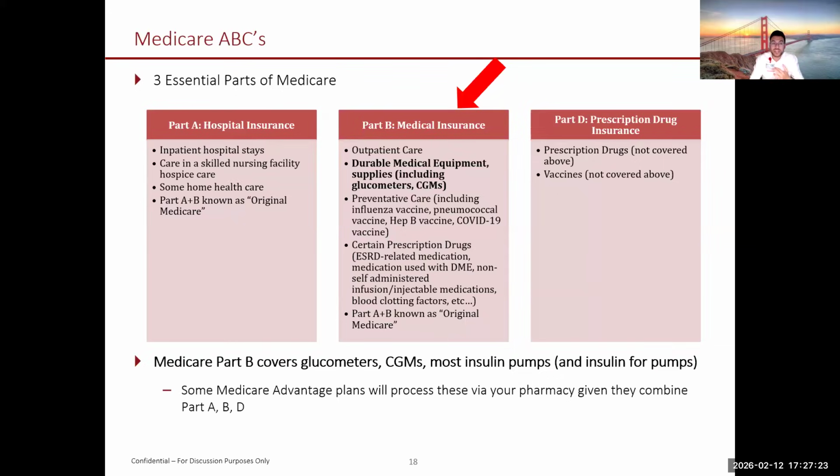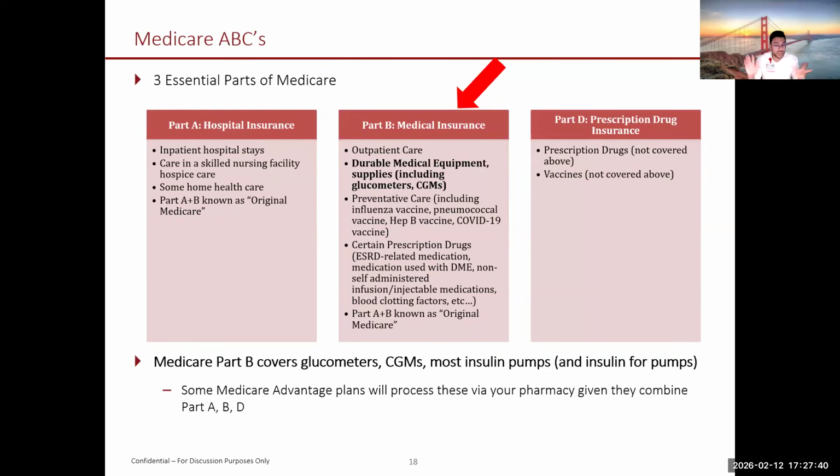The most common things we think about are glucometers, CGMs, and also insulin pumps. Most insulin pumps, not all, are going to be under Part B. And the insulin you use for an insulin pump will also be under Part B.